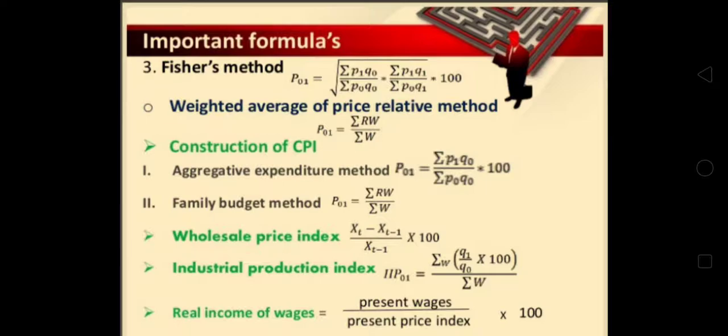For the construction of CPI, there are two methods, and the WPI formula is another one, and the industrial production index formula is another one. In CPI, the consumer price index, in the aggregative expenditure method the formula is P01 is equal to sum of P1 Q0 divided by sum of P0 Q0 into 100. For the family budget method, the formula is P01 is equal to sum of RW divided by sum of W. For WPI, the wholesale price index, the formula is X_t divided by X_t minus 1 into 100. And for the last one, the industrial production index, the formula is IIP01 is equal to sum of W into Q1.